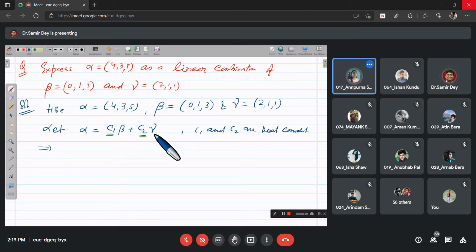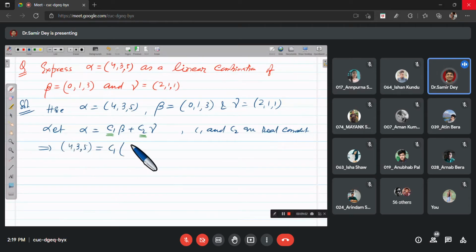Is it clear? Yes, sir. Okay. Now write down the number should be a real number, na? Not a real number. Now you write down what is alpha: (4, 3, 5). What is beta? Beta is (0, 1, 3). What is gamma? (2, 1, 1). Is it clear? So from here you may write (4, 3, 5).